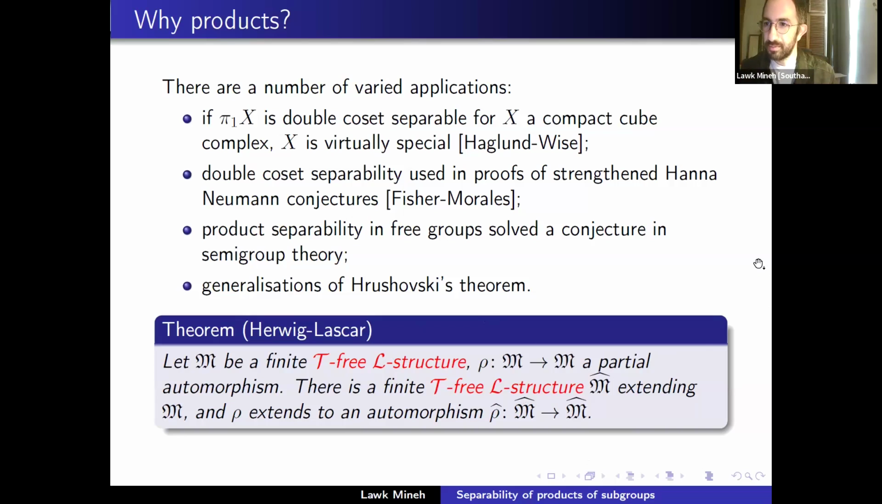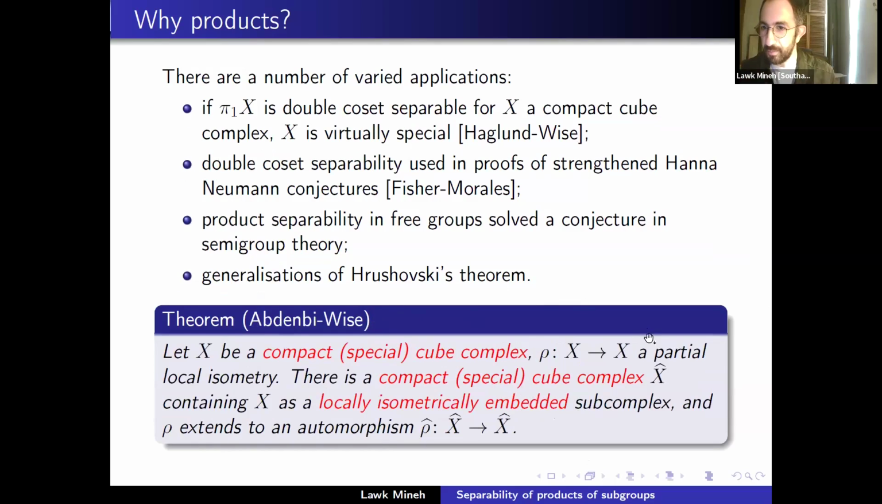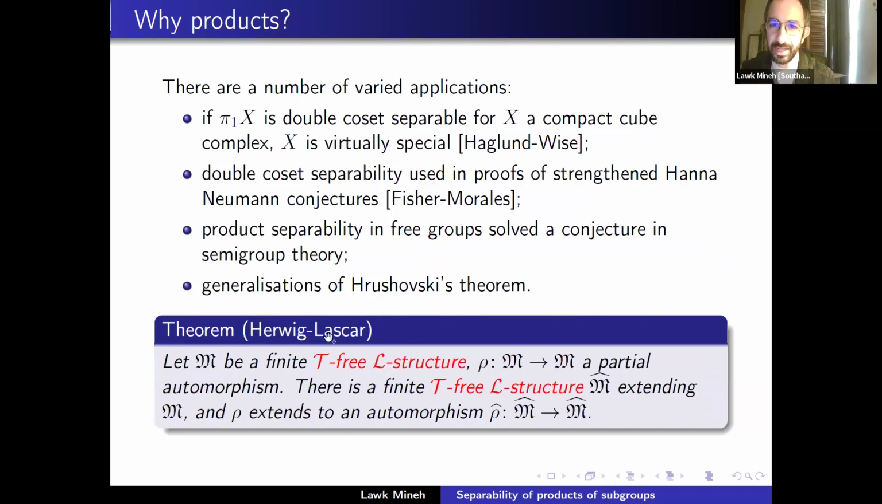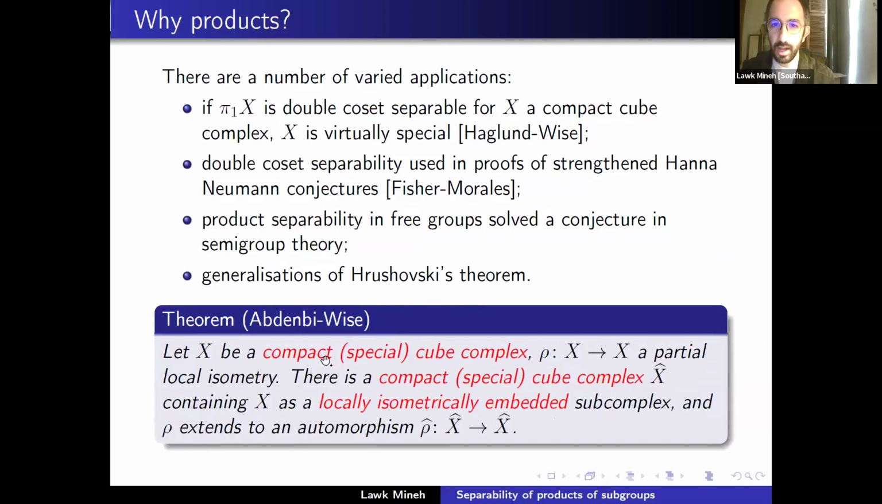Okay, so that's maybe a bit heady, but there's also a more geometric group theory result in this vein quite recently. So Abdendi and Wise, I should say also all these Herwig and Laskar results were from the early 2000s. Just last year, though, Abdendi and Wise showed one of these extension of partial automorphisms results for cube complexes. So they tell you if you start with a compact cube complex and you have a partial local isometry of that cube complex, then it extends to a full automorphism of a bigger compact cube complex containing your original one as a locally isometrically embedded subcomplex.